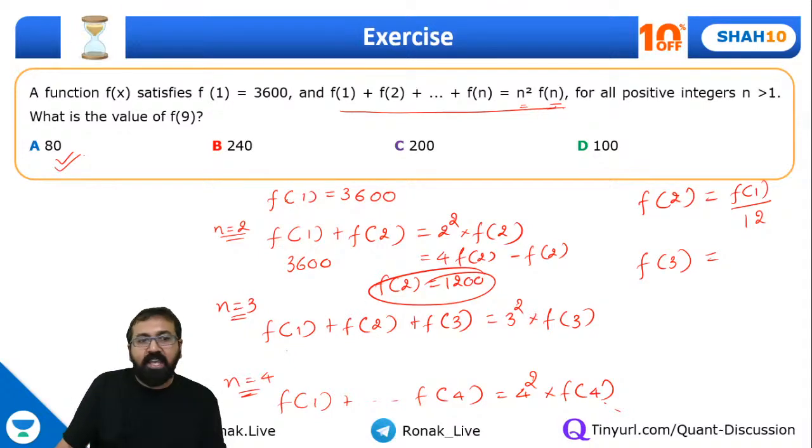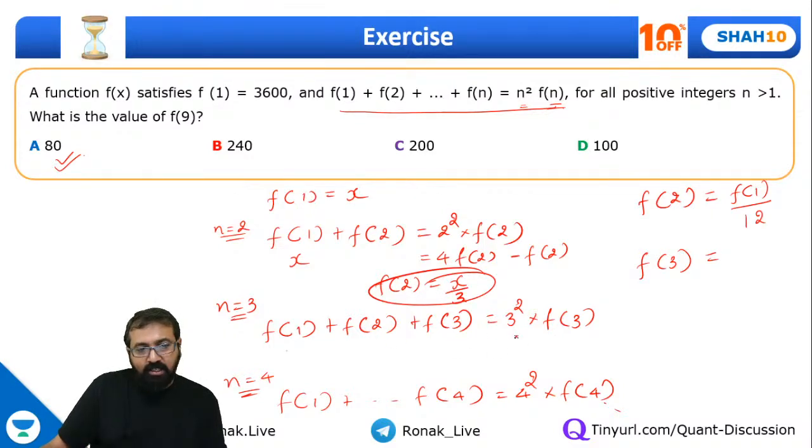There is one more way. Instead of f of 1, you can replace it by x. That will actually simplify things, because here it is becoming too much calculation. So let's assume f of 1 is x. Then can I say f of 2 will be x by 3.